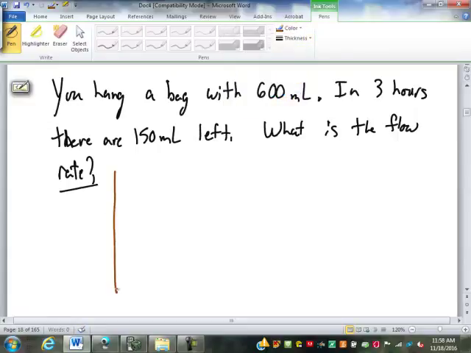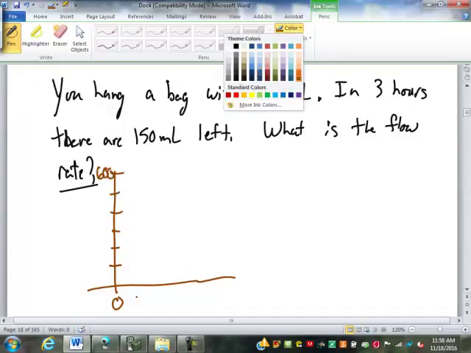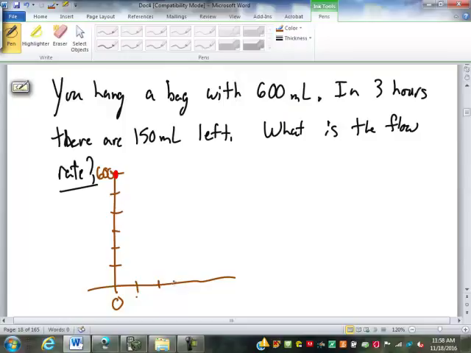Well, we could graph this if we wanted to. At time 0, that's when you started. You had 600 milliliters of fluid. At 3 hours, you had 150 milliliters of fluid. We're assuming since it's an IV, it's going to flow at a linear rate, a constant rate.